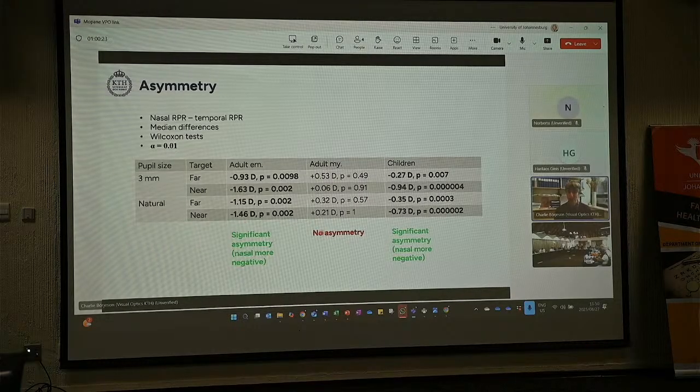For myopes, it's a little bit more in the positive direction, but this was not significant. So we can't say that there's any asymmetry between the nasal and temporal visual fields. The children are similar to the adult emmetropes in that we see significant asymmetry with the nasal being more negative, but the values here, as you can see, are much lower in terms of absolute difference between the nasal and temporal visual fields. So there is asymmetry, but it's not as strong as for the adult emmetropes.